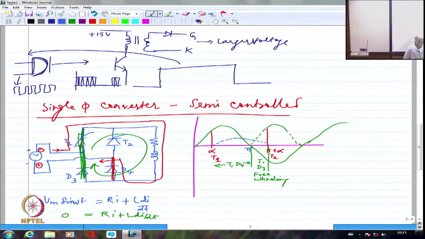If it is only R load, I don't think it makes any difference. Only the inductance stored energy is really creating all this magic. So if you don't have inductance in the load, then all these arguments are not valid at all. If I try to draw the other portion of the current, I should again draw it as increasing and decreasing. This is how the current will be. So this is the DC current or load current.